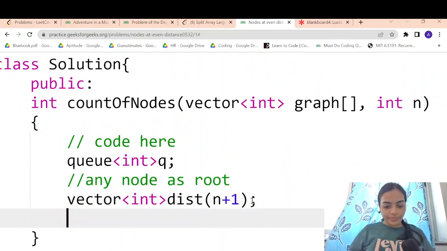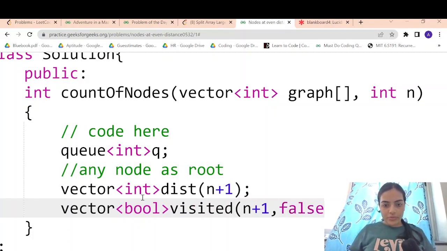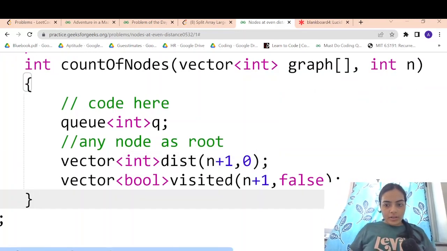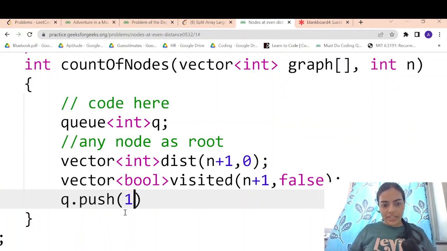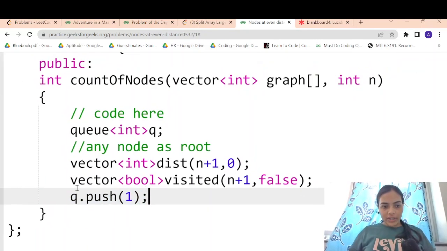Okay, so vector int distance, and then we can also store a visited array. Whenever we do a traversal algorithm, we also have a visited array. And initially I make all the values as false. Initially all the distances are 0. Now what I'm going to do, I'm going to make any node as my root node. Now there can be nodes which have just one root node, right? So I will just make one as my root node so that it works for all examples.